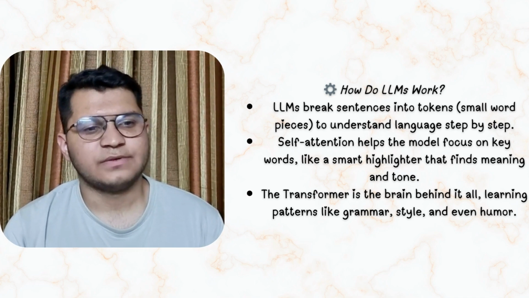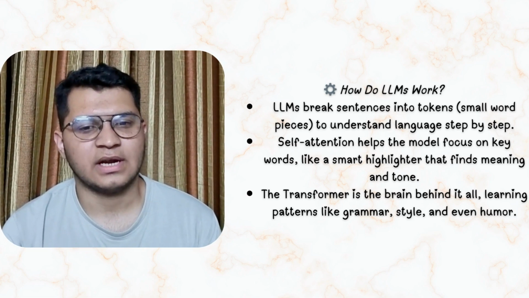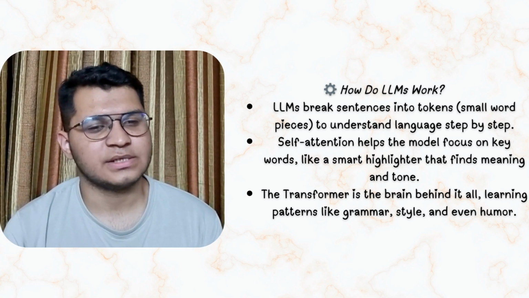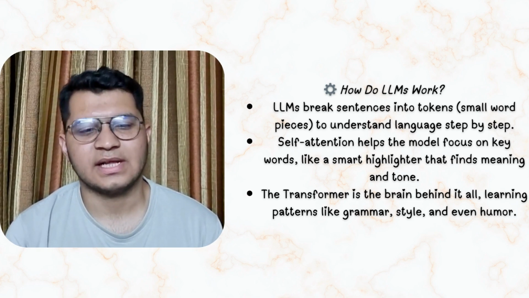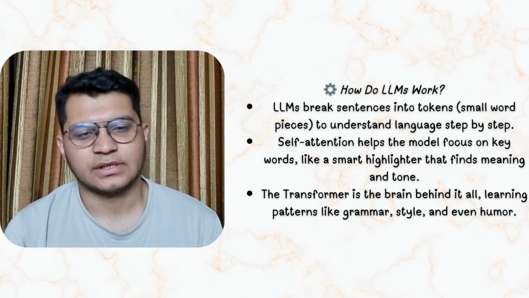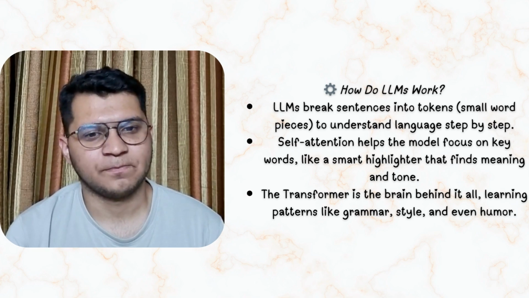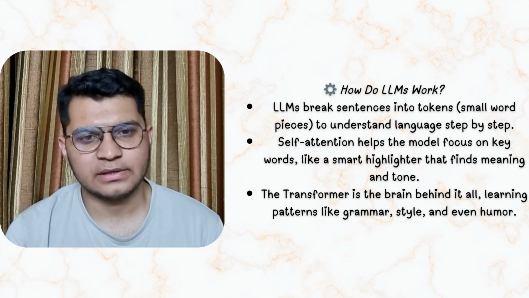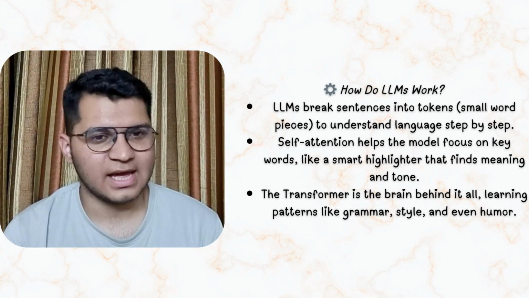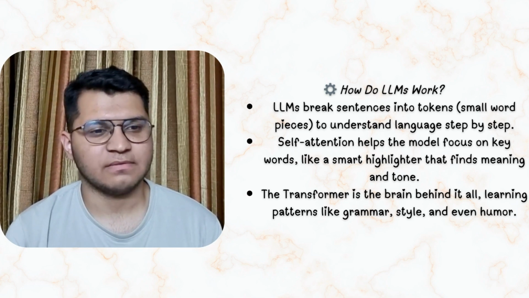Now, instead of just reading left to right, the model looks at all the words at once and asks which words are most important to understand this sentence. This is called self attention. It's kind of like how your brain focuses on keywords when reading. In this sentence, "the cat sat on the mat," the keywords can be cat, sat, on, and mat.